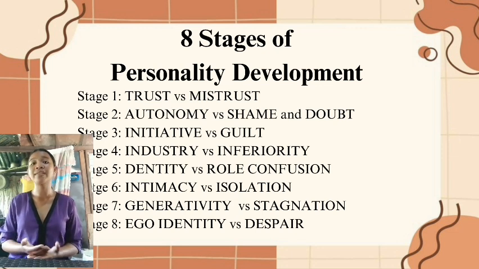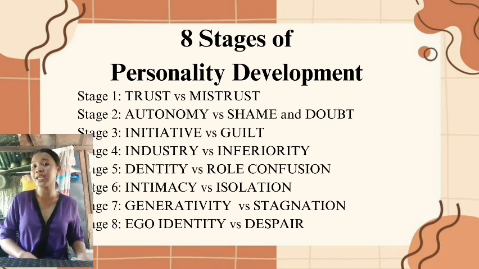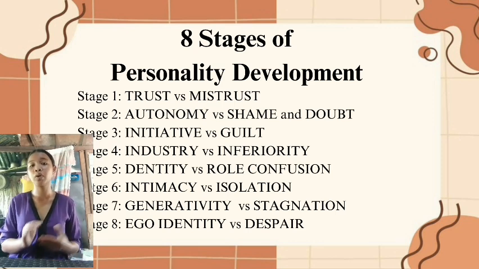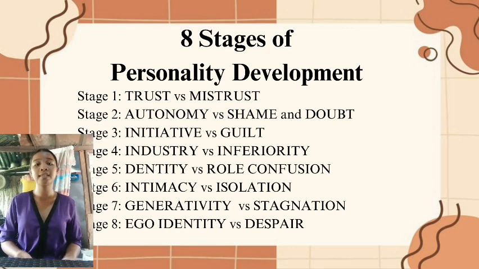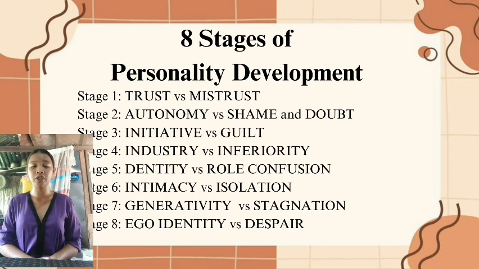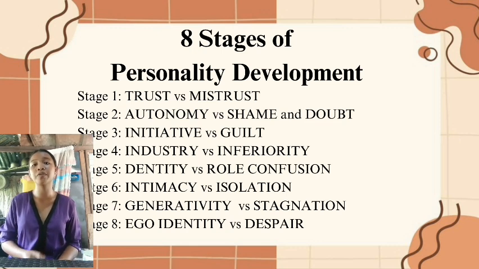Next we have stage 5, which is identity versus confusion. It occurs in the teen years, from 12 to 18 years old. Stage 6 is intimacy versus isolation. It occurs in the young adult years, from 18 to 40 years old. In stage 7, we have generativity versus stagnation. It occurs in middle age, from 40 to 65 years old. The last stage is integrity versus despair. It occurs in older adulthood, from 65 to death.